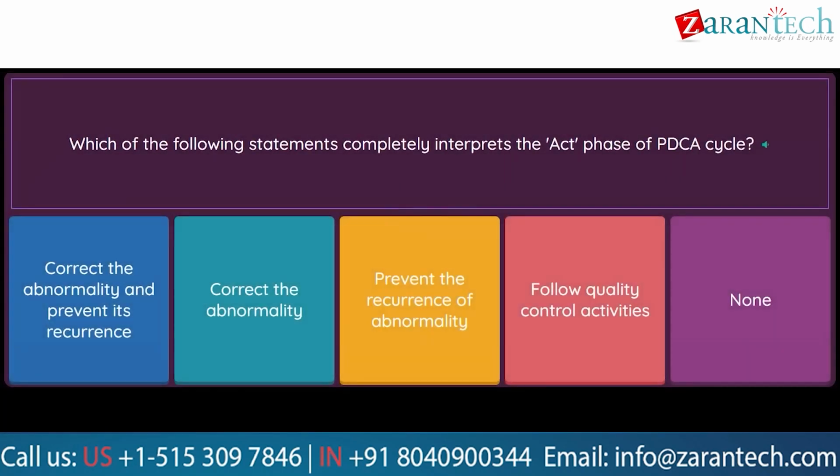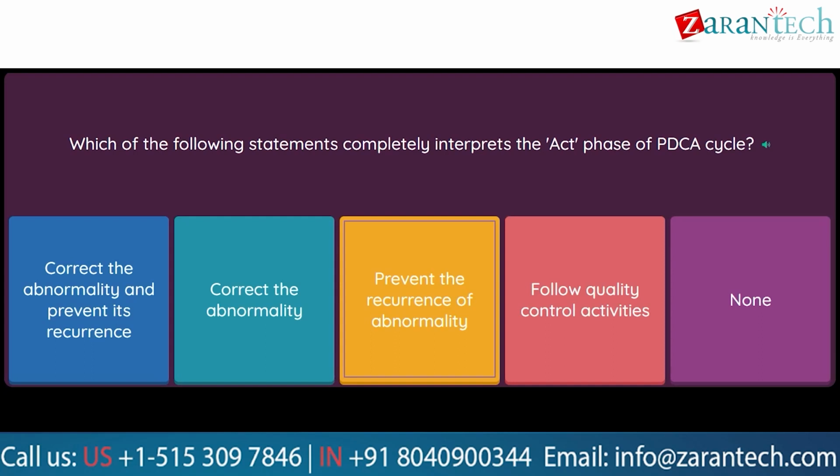Question: which of the following statements completely interprets the 'act' phase of the PDCA cycle? Option 1, correct the abnormality and prevent its recurrence. Option 2, correct the abnormality. Option 3, prevent the recurrence of abnormality. Option 4, follow quality control activities. Option 5, none.